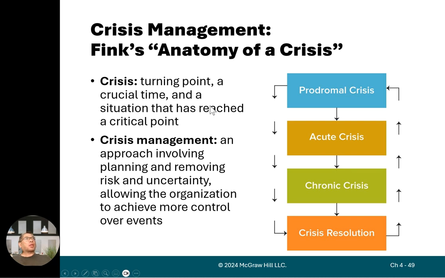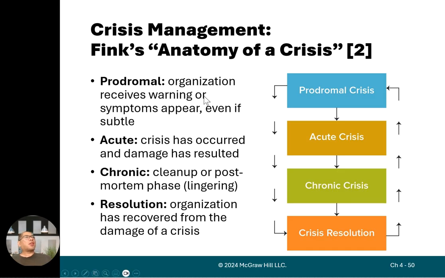A crisis is a turning point at a crucial time, when the system has reached a critical point. Crisis management is an approach involving planning and reviewing risks and uncertainty, allowing organizations to achieve more control over the event. So this is an example of moving from prodromal crisis into acute crisis, into chronic crisis, and the final resolution. That's the key part here. Okay, continue. Prodromal means warnings or symptoms appear, even if subtle. Acute means the crisis has occurred and damage has resulted. Chronic means a cleanup phase. Resolution means the organization has recovered from the crisis damage.